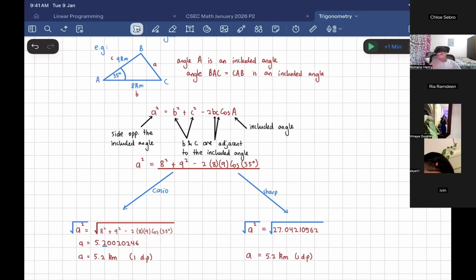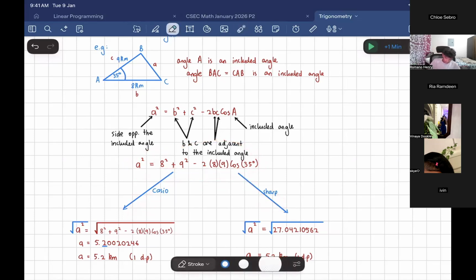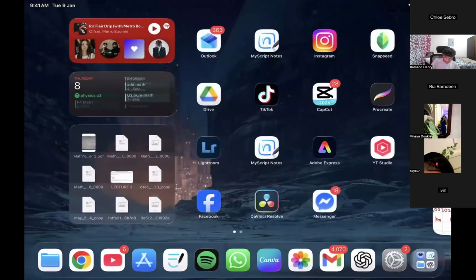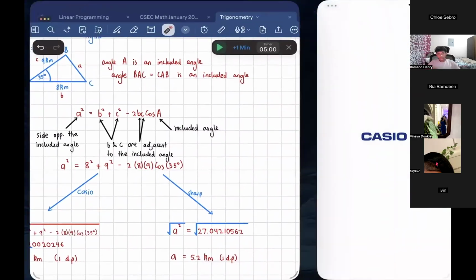Sir, I'm confused about the part after the 9 squared minus 2. All right. So here what happened, right? You have a Sharp or a Casio? Casio. You have a Casio? All right. So here you're going to plug it straight into the calculator. Let me get my virtual Casio.